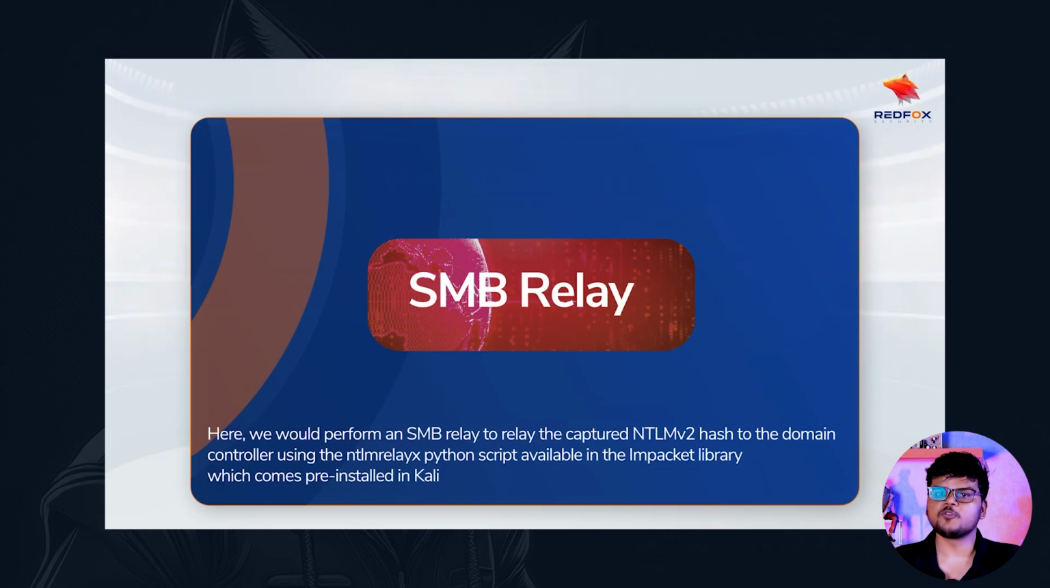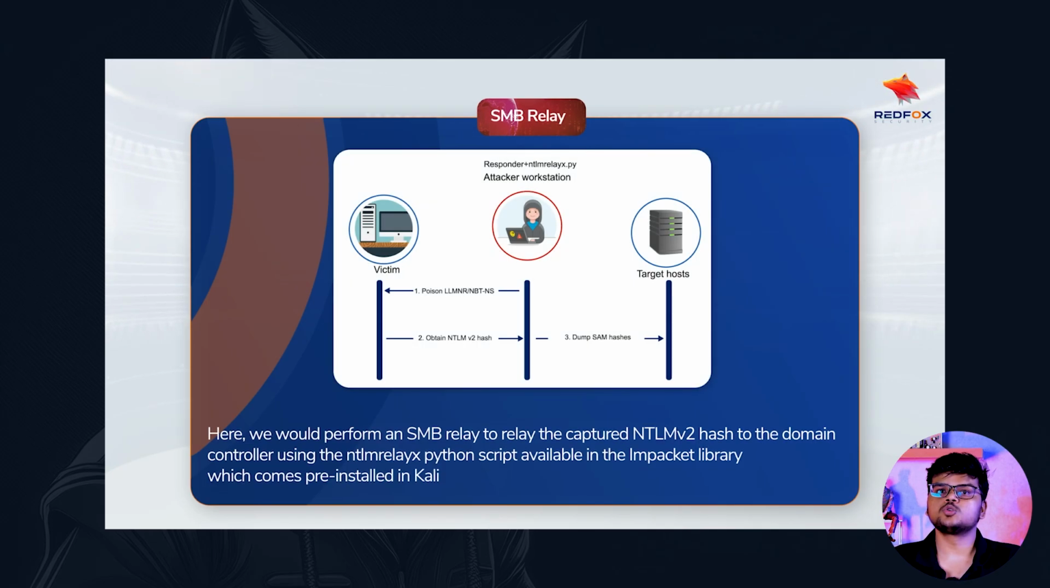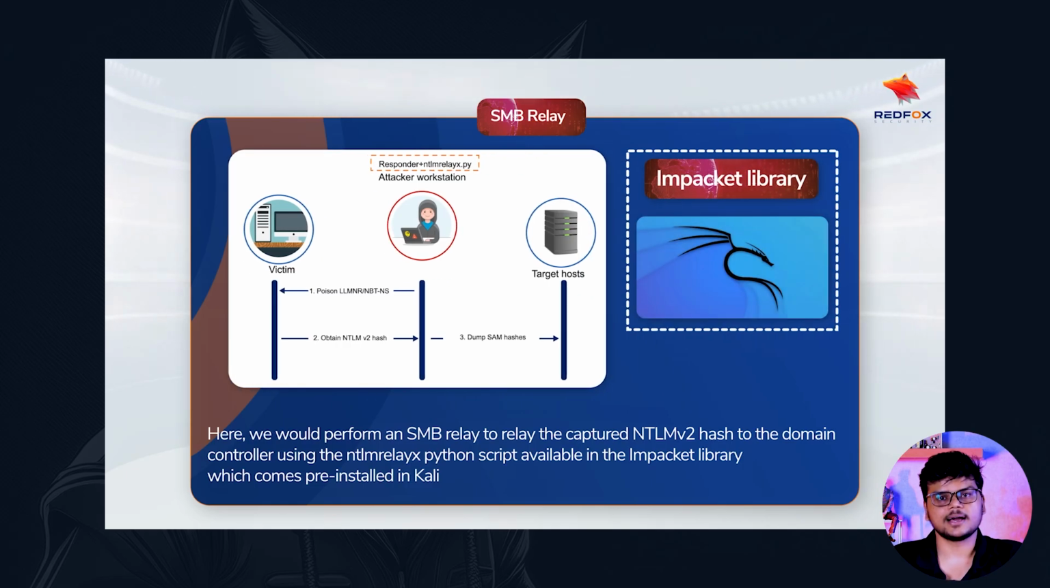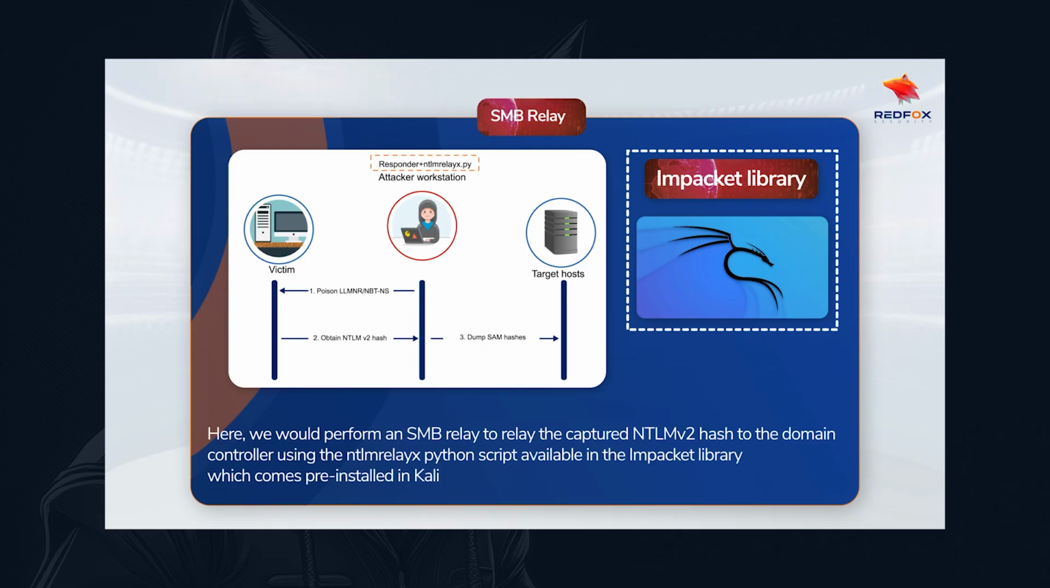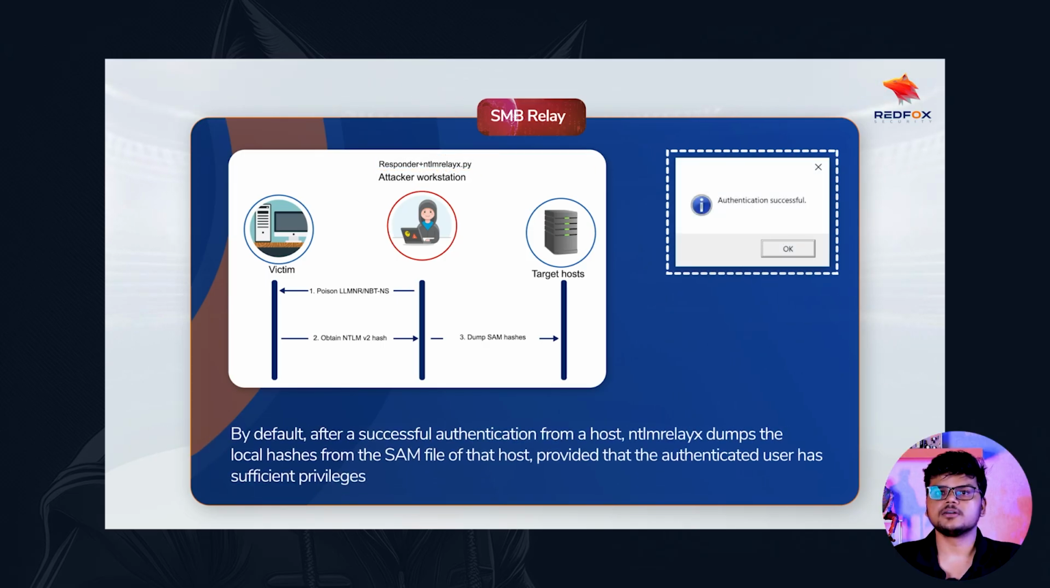Here, we would perform an SMB relay to relay the captured NTLMv2 hash to the target host using the ntlmrelayx Python script available in the Impacket library, which comes pre-installed in Kali. By default, after a successful authentication from a host, ntlmrelayx dumps the local hashes from the SAM file of that host, provided that the authenticated user has sufficient privileges.